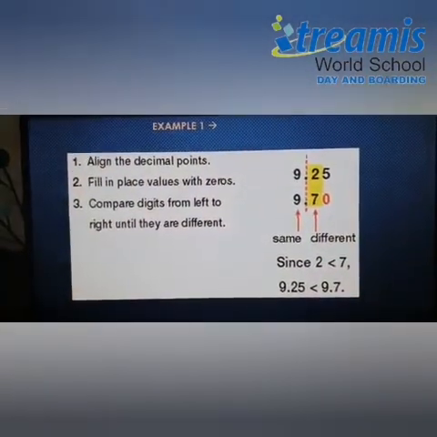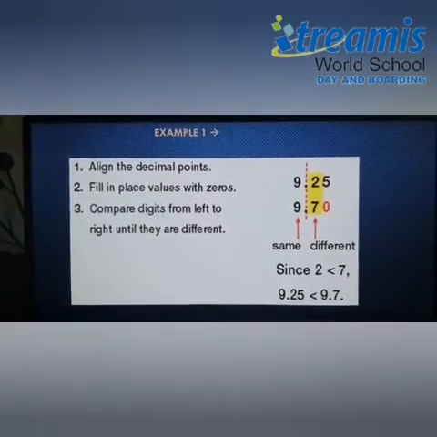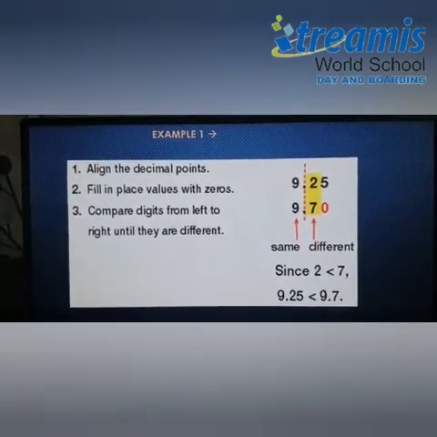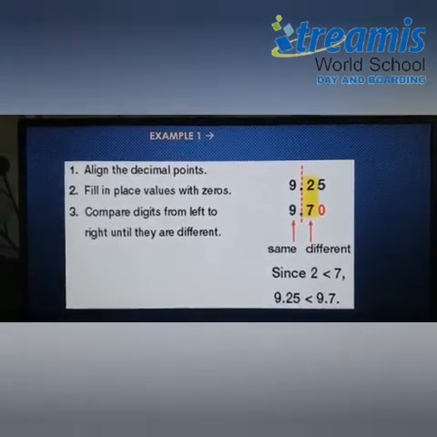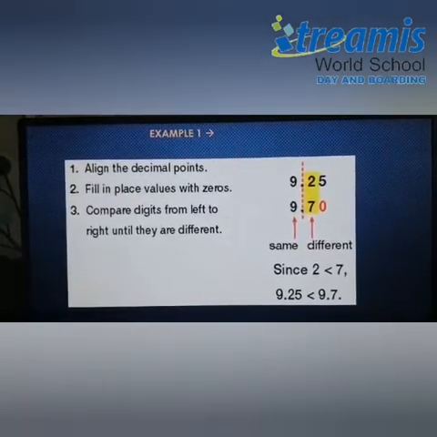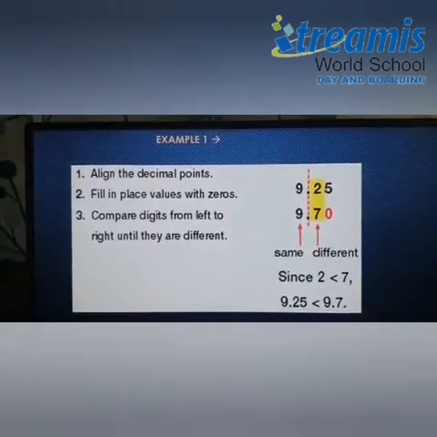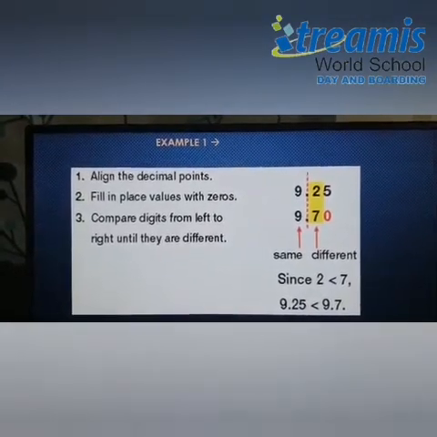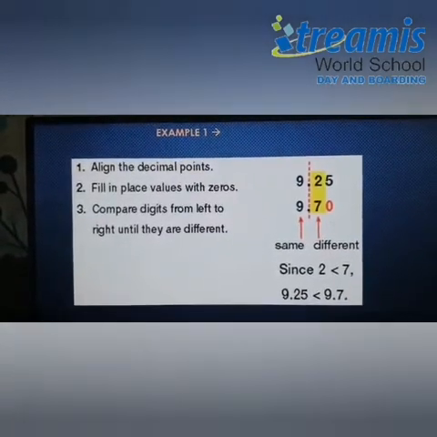First one. So children, this is the first example. You need to follow these 3 steps. First one, align the decimal points, fill in place values with zeros, compare digits from left to right until they are different. So here, as you can see, I've taken 2 decimal numbers. One is 9.25 and the other one is 9.70. 9 is the same, but after the decimal point in the tenths place, we have 2 different numbers, 2 and 7. And since you know that 2 is less than 7, it's obvious 9.25 is less than 9.7.